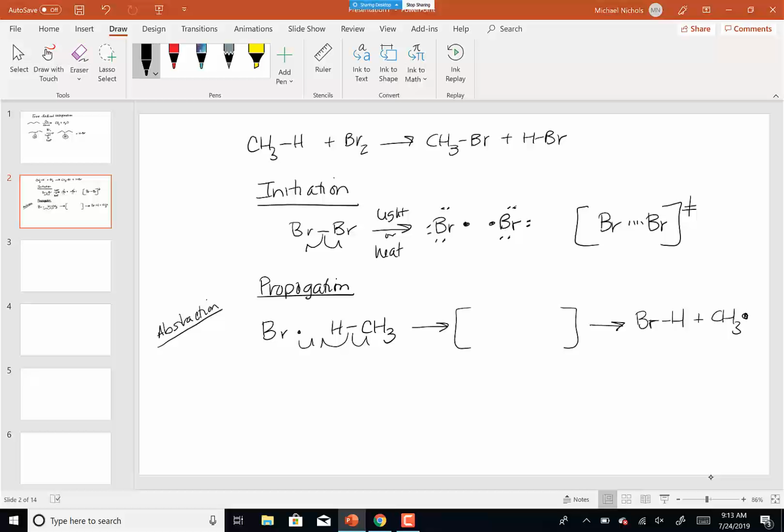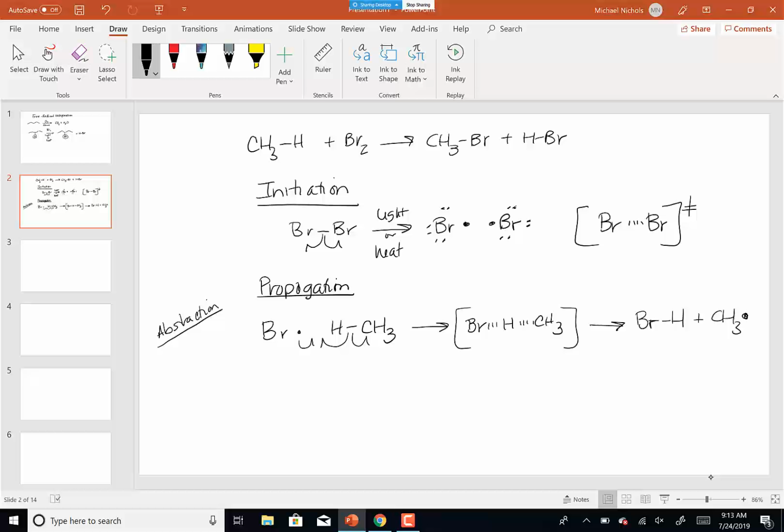And so what's that transition state going to look like? We're going to have a Br, the H, and the CH3. What bond am I making? The Br H dot. What bond am I breaking? The carbon hydrogen. So we've got dotted lines in between the Br, the H, and the C, showing the forming and the breaking of those bonds.